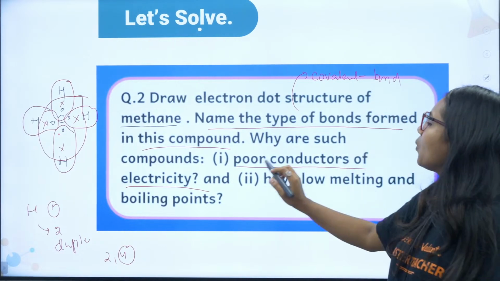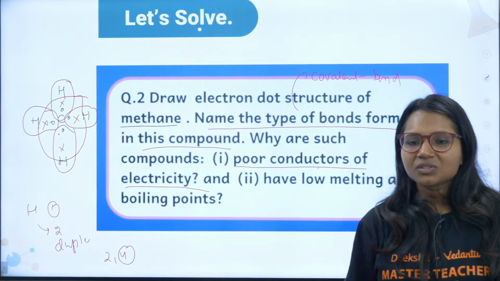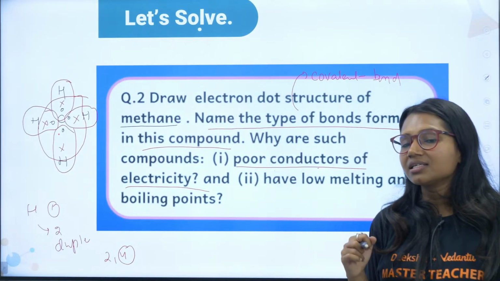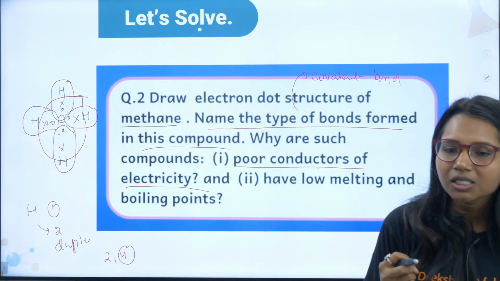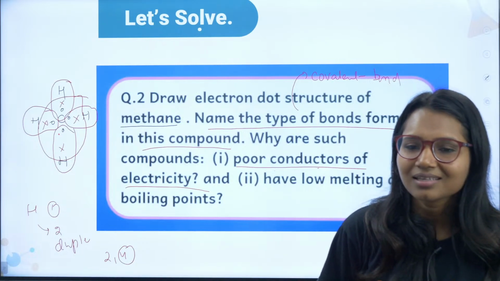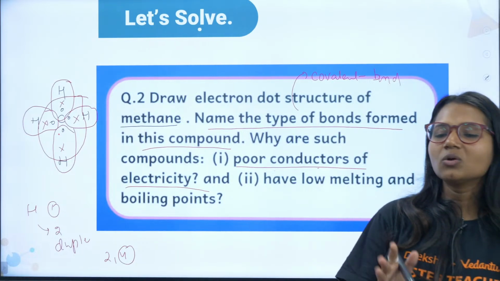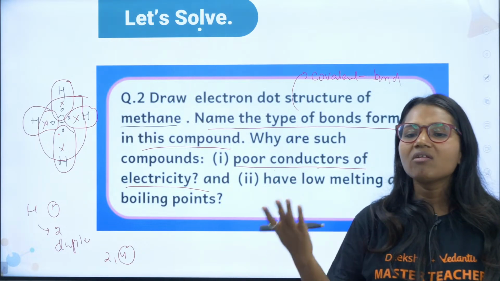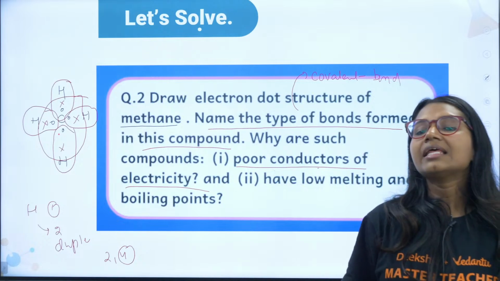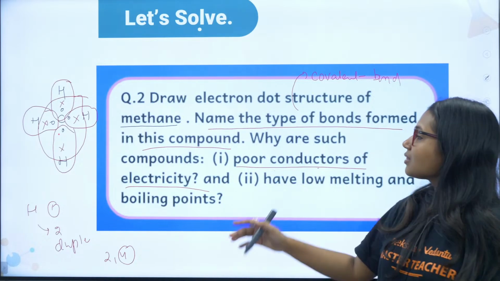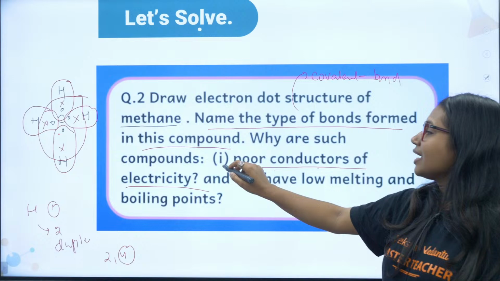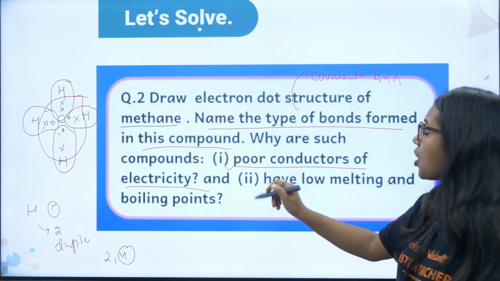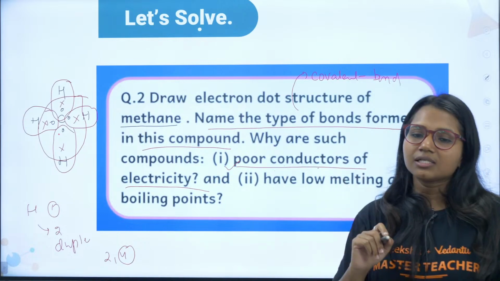Correct? Acha. Poor conductor of electricity. Can you tell me why they are poor conductors of electricity? Already we have discussed this so much. Yes, absolutely correct, guys. Covalent bond, very, very good. And you know that covalent bonds are weak. There is weak force of attraction. That's why they have low melting and boiling point. But what about poor conductor of electricity?